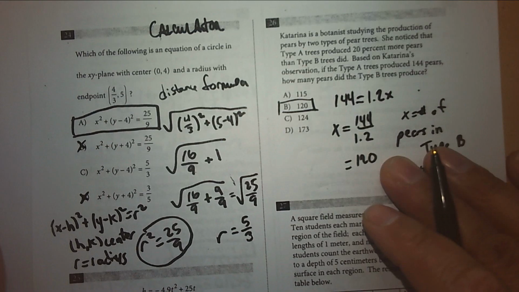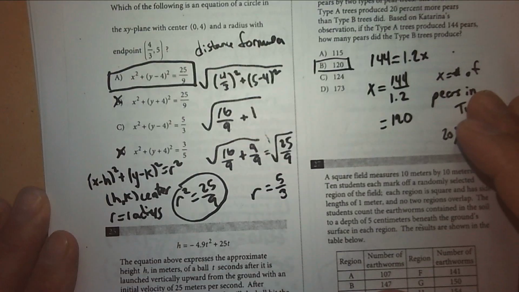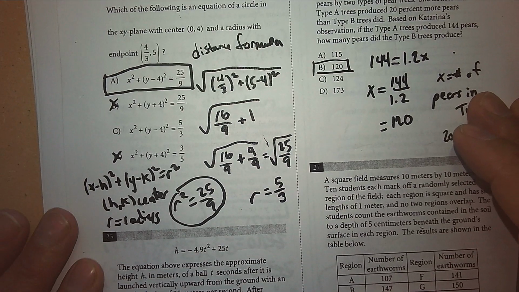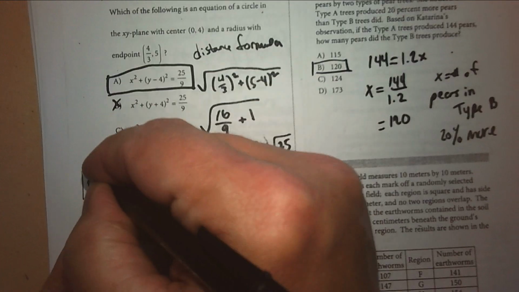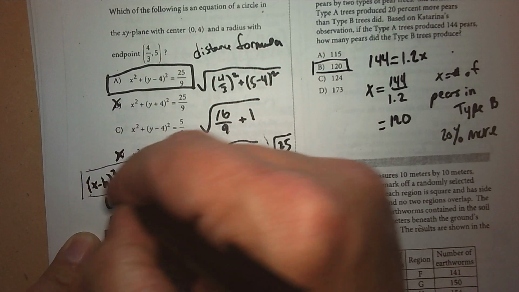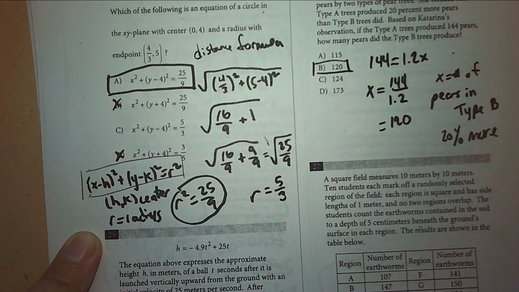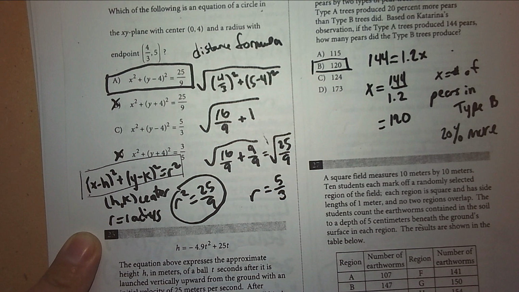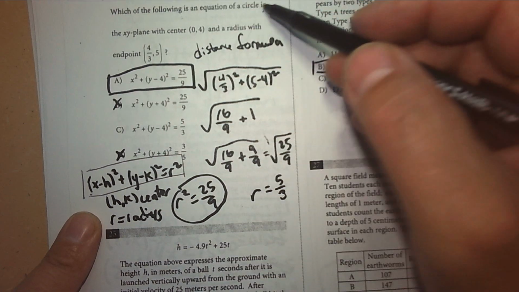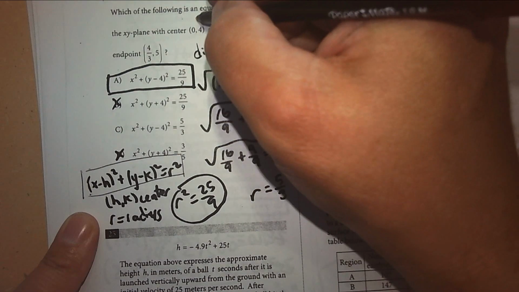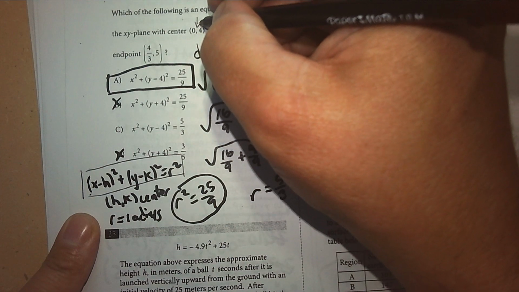Number 24. It talks about the equation of a circle. Right there is an equation of a circle: (x minus h) squared plus (y minus k) squared equals r squared. So it says, which of the following is an equation of a circle? The center is at (0, 4).